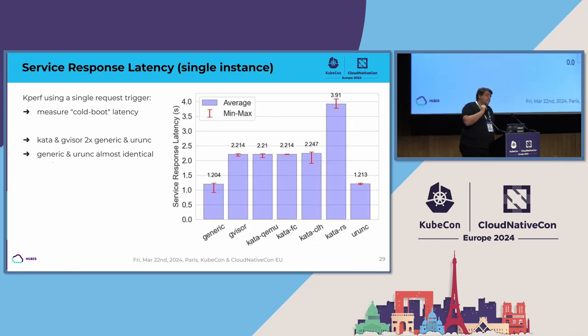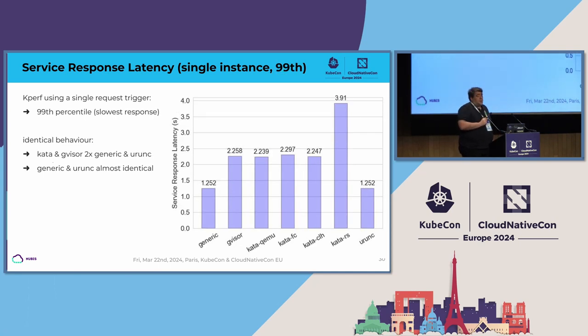The numbers we took show, on the x-axis, all the container runtimes that we measured. On the y-axis, we've got the service response latency, what kperf reported. We can see that the sandbox container runtimes are almost two times slower. The axis is in seconds, so lower is better. All the sandbox container runtimes are twice as slow, and the generic runtime runc and urunc are almost identical. And this is the median value. If we show the 99th percentile, the slowest response, again, all the sandbox container runtimes are twice as slow. The generic runtime and urunc are almost identical.